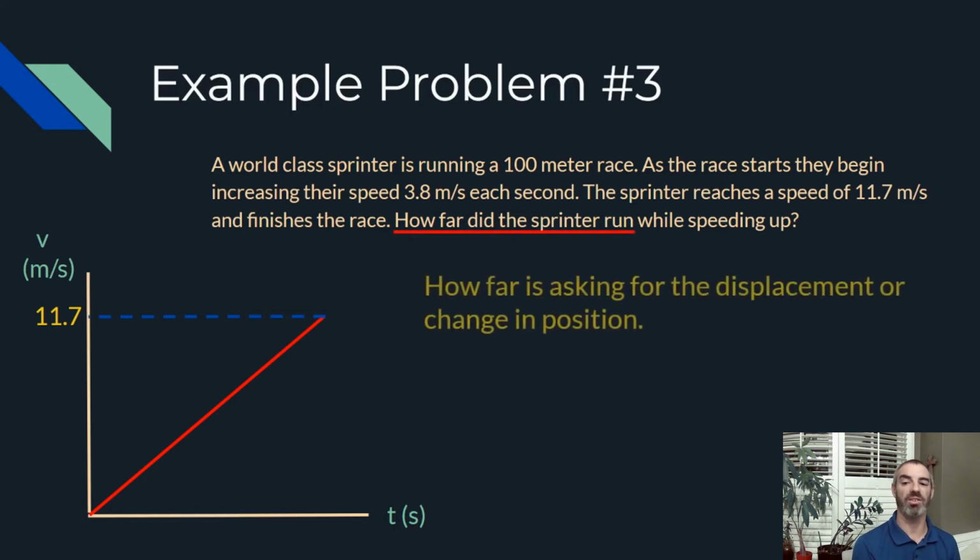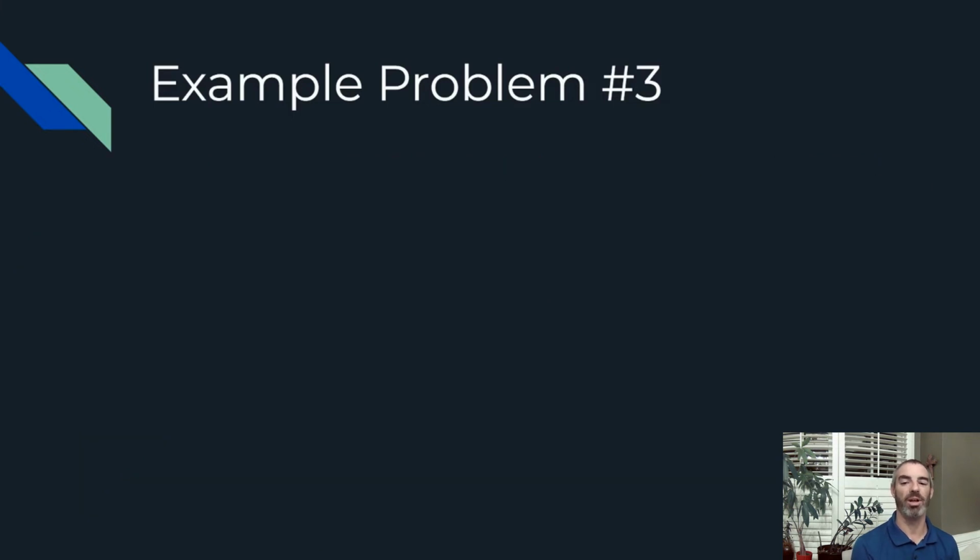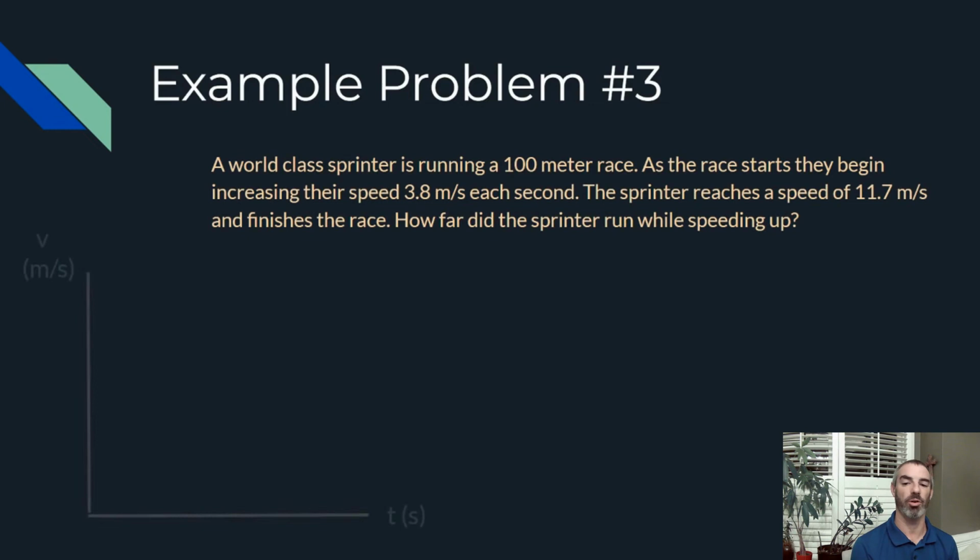So how far is asking for the displacement or change in position, and the change in position is just the area under the curve. The problem that we have, though, is that we don't know the time for the base of our triangle. So we're going to have to use some extra information, extra pieces of the velocity time graph to determine the time first.